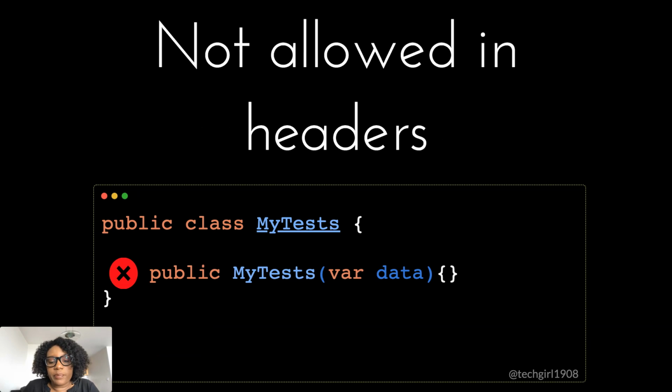While local variable type inference can be used within the body of local constructs, it can't be used in the headers of methods or constructors. And this is because if you think about it, whoever's calling you, they need to know the data type, right, of the arguments that they need to send. Okay, so those are the rules. Now let's get into some guidelines.